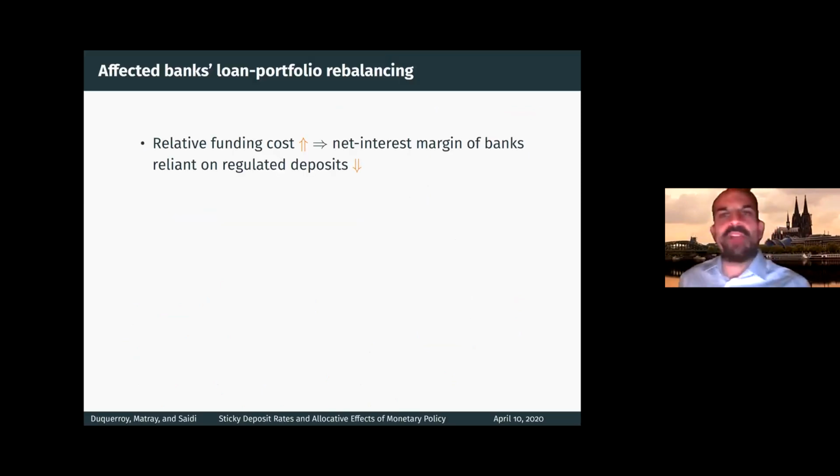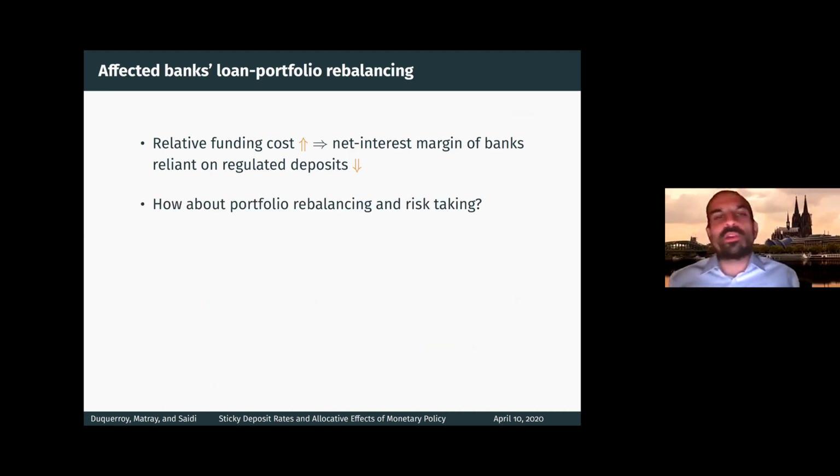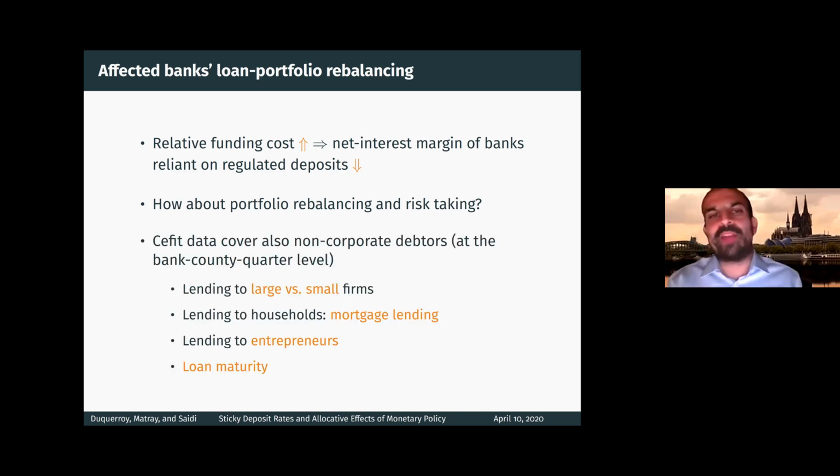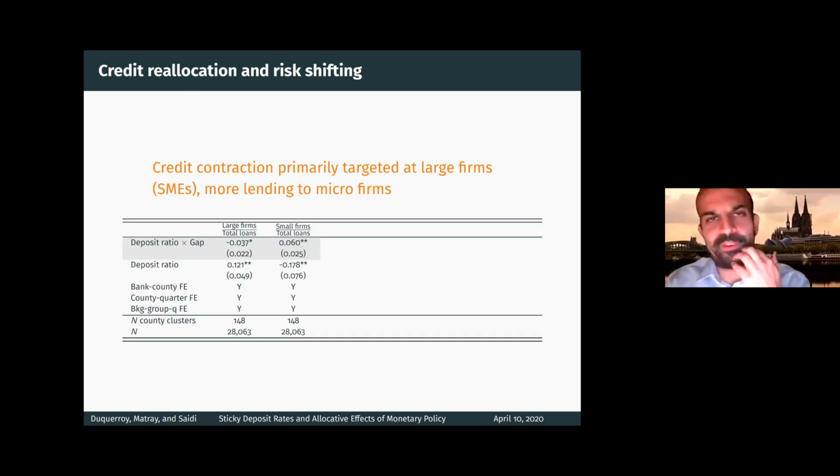Okay, now let's take a look at the reallocation of credit. So far, our results indicate that when the relative funding cost goes up, the net interest margin of banks reliant on regulated deposits goes down, and as such, they lend out less. But normally, to offset this effect, banks also rebalance their loan portfolios. So what about bank risk-taking? To get at this, we use our data at the bank-county level to cover all other types of lending. So now we can say something about regulated deposit-dependent banks lending to large versus small firms, households, entrepreneurs, and even maturity. Let me just point out the most important things here, because I'm afraid I'm running out of time slowly but surely. The credit contraction I just documented to you, I got 5 on it.